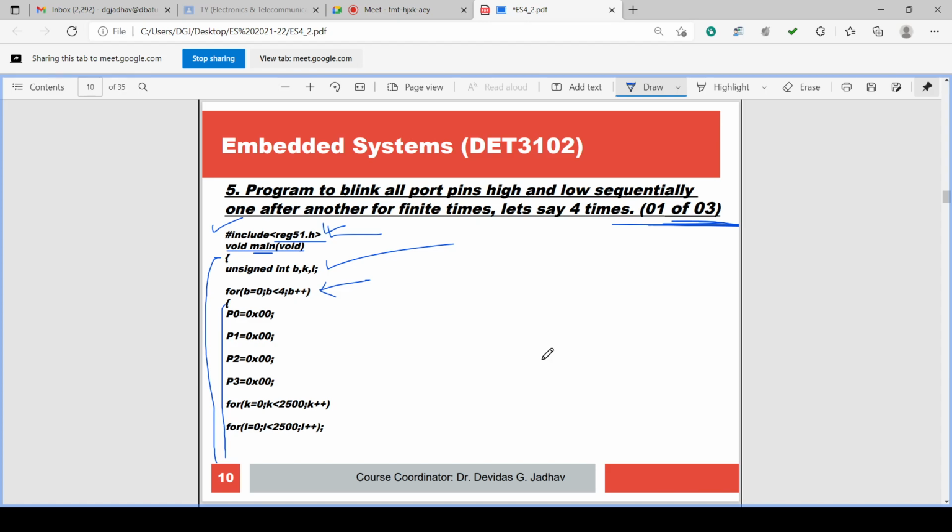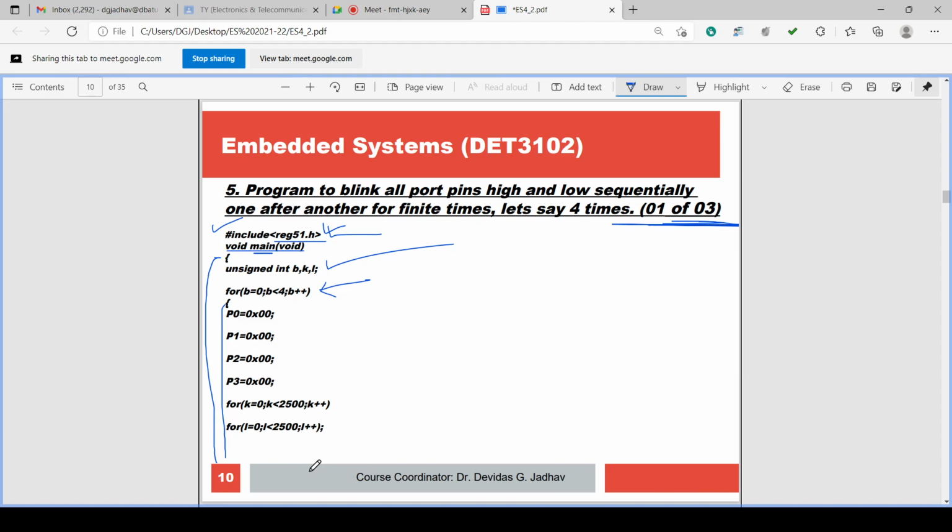Then for b equal to 0, for b less than 4, b plus plus. No semicolon is there, so it will execute 4 times. Along with its execution, it also considers the following block of commands as its part. Because without a semicolon after the for, the next instruction or next complete block is considered as a part of this for.